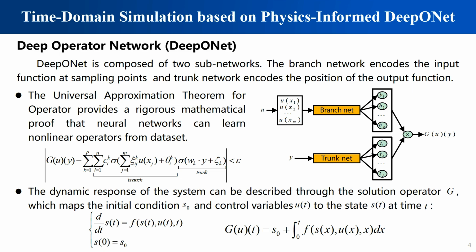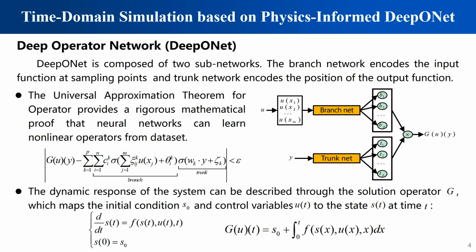The diagram on the right shows the two streams. The branch output and trunk output are multiplied and combined to produce G(u)(y). The approximation inequality states that, under suitable conditions, this architecture can approximate nonlinear operators. The terms under the branch bracket encode the sampled input function u at points x1 through xm. The terms under the trunk bracket encode the query position y. The lower equations connect that theorem to dynamics. The state s(t) follows ds/dt = f(s, u, t) with initial state s0.